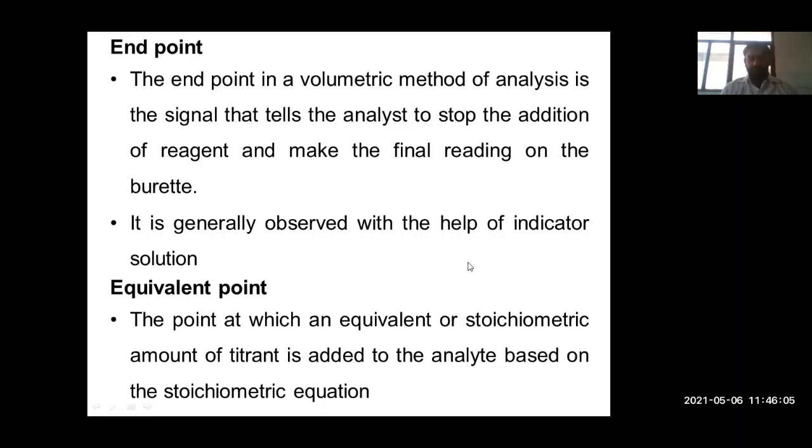Equivalence point is the point at which the equivalent or stoichiometric amount of titrant is added to the analyte based on the stoichiometric equation. In other words, the equivalence point is where the amount of titrant and titrate are equal in the reaction. There is 100% completion of the reaction. Upon adding an extra drop, the indicator reacts with the titrate and shows you the endpoint, or the color change in the reaction, which may be precipitation, complexometric color change, or acid-base color change.